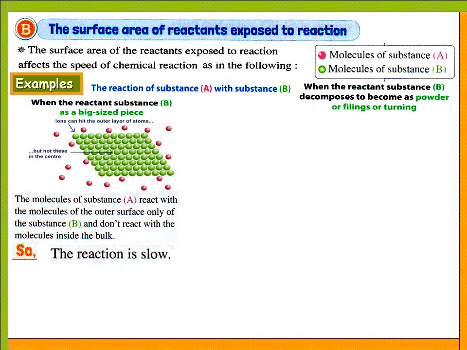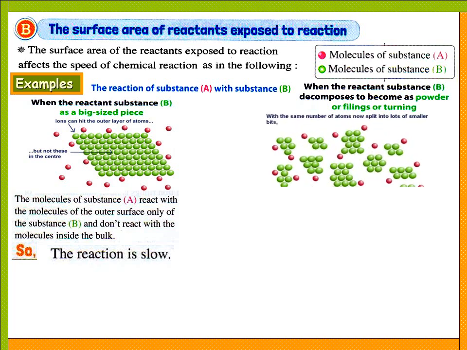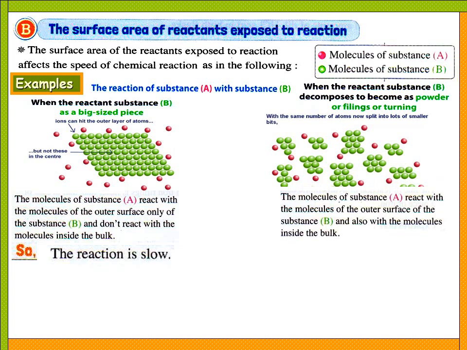Okay, suppose we have another substance with another shape. We have reactant substance B, like a powder or filings or turnings. We have this shape. It will be decomposed into smaller bits. We have the molecules of A distributed in between the molecules of B. The molecules of A react with the molecules of B inside the bulk, and all the outer surface area is exposed to the substance A. So the reaction will be fast.